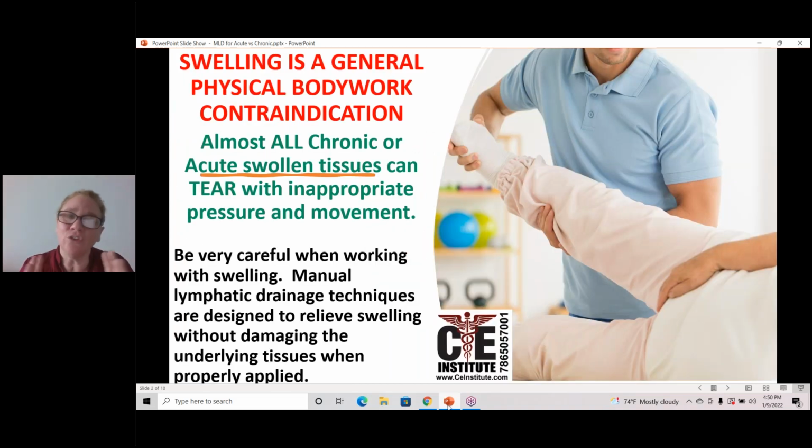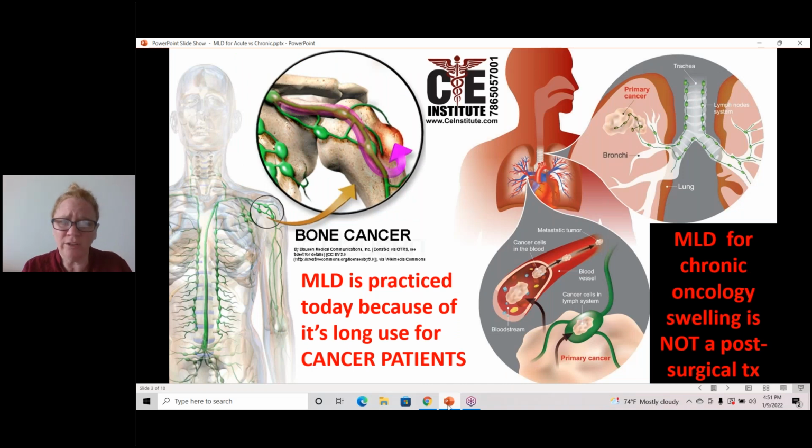Now, swelling is usually a bodywork contraindication. You're definitely not going to massage or do trigger point therapy, no matter how effective you think it might be, into a swollen tissue. That's just contraindicated. Manual lymphatic drainage is a bodywork technique that was designed to specifically work with swelling. They're different hands-on techniques than normal massage and other bodywork modalities.